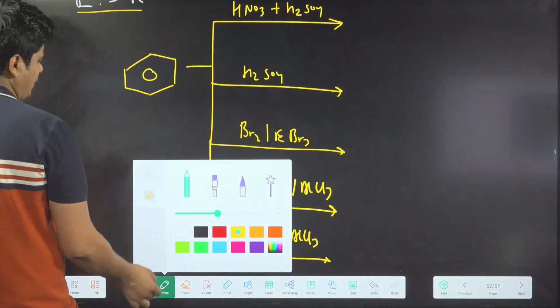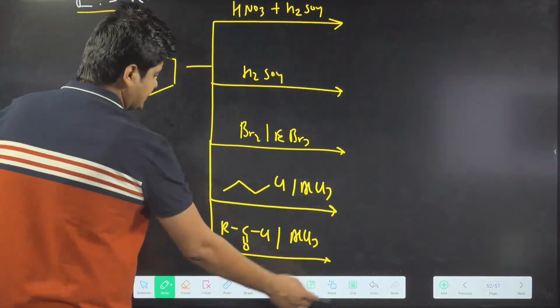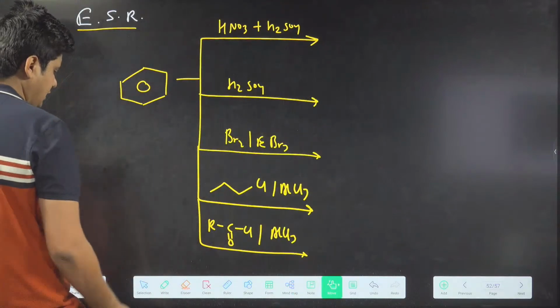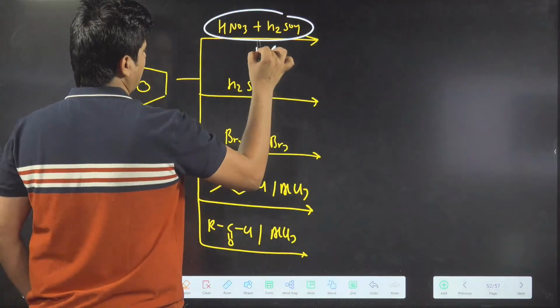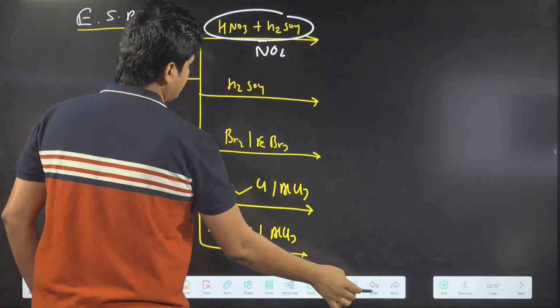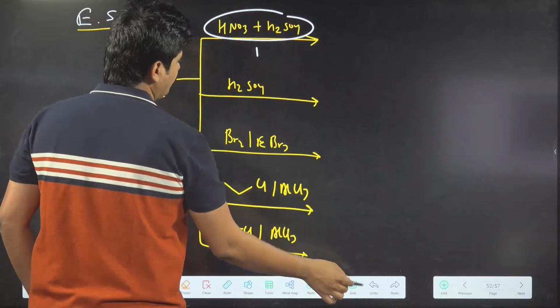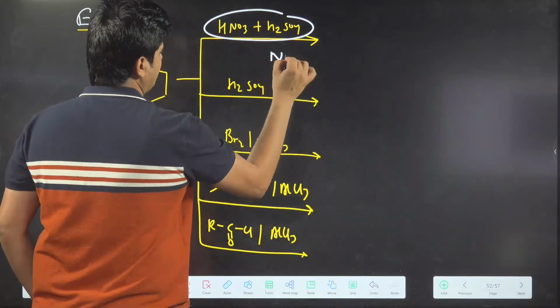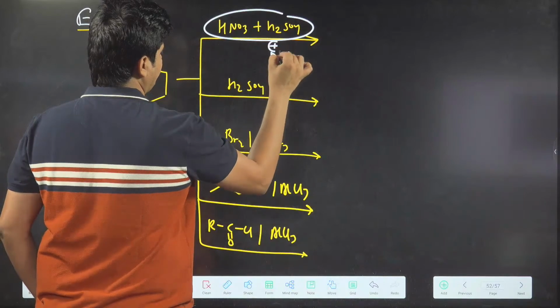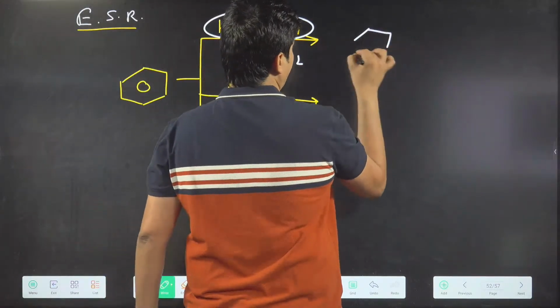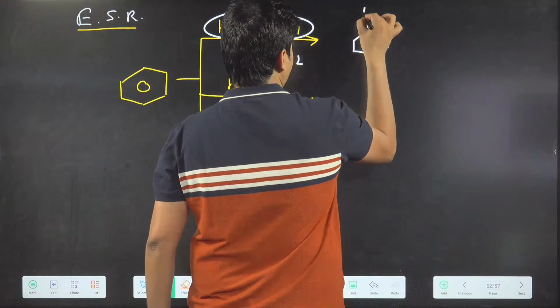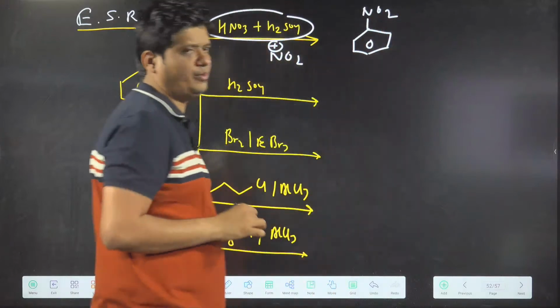Now, how to find the product? Very easy. First case, HNO3 plus sulfuric acid. This is going to generate the electrophile NO2 plus. This NO2 plus is going to bind with this benzene. What product is formed? Nitrobenzene is formed.